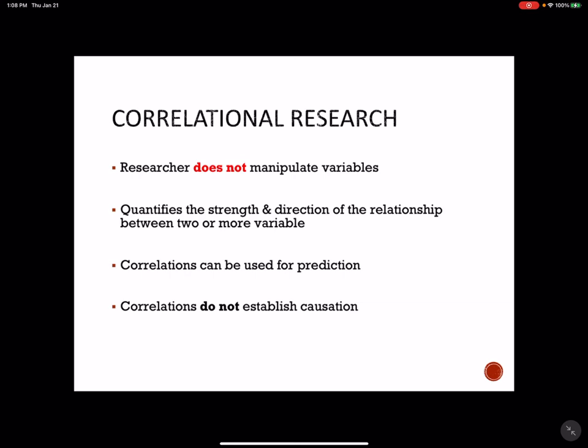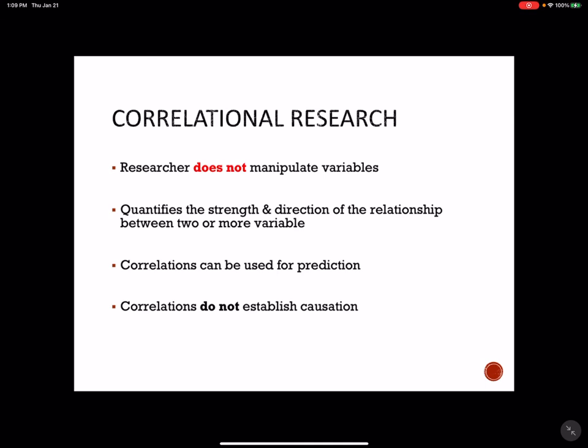So what are the cornerstones of correlational research? How do you know that a study is correlational? And you'll want to figure this out because 99.9% chance it'll be on the test. The first thing is that the researcher does not manipulate variables. The researcher observes the variables in the real world.